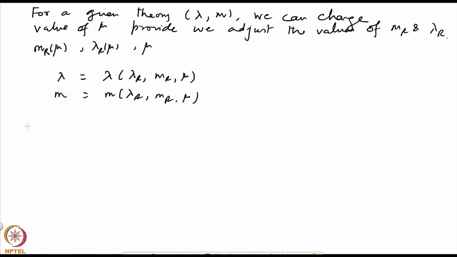So I should write then Gn of x1, x2 up to xn is equal to z to the power n over 2 times the phi n, where z depends on these variables. Now I am making this notation explicit by putting mu as an argument of lambda r.